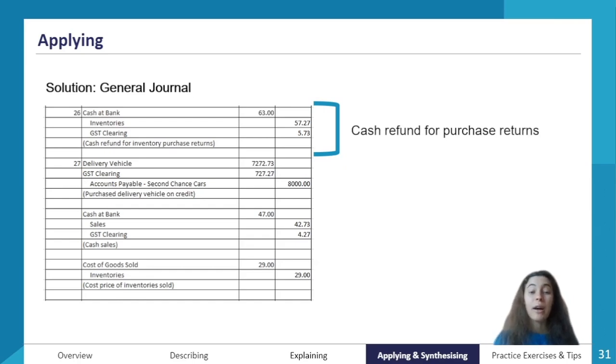A cash refund for purchase returns is happening here on the 26th. So this means that we are getting money because we've returned something that we've purchased, and we have been issued with this cash refund for whatever it is that we've returned. So the cash at bank is going up. We've returned inventory, so that asset account is going down, and we're reversing that GST on that amount that we're getting back to reflect the fact that that's happening.